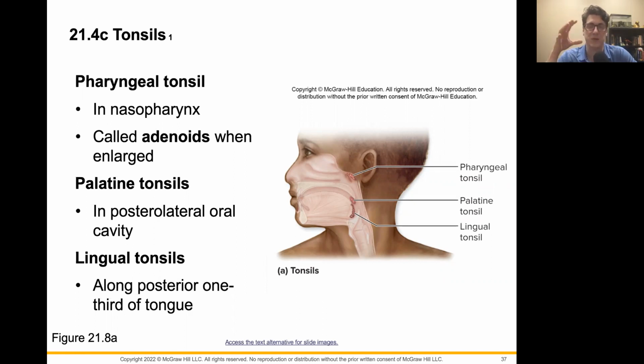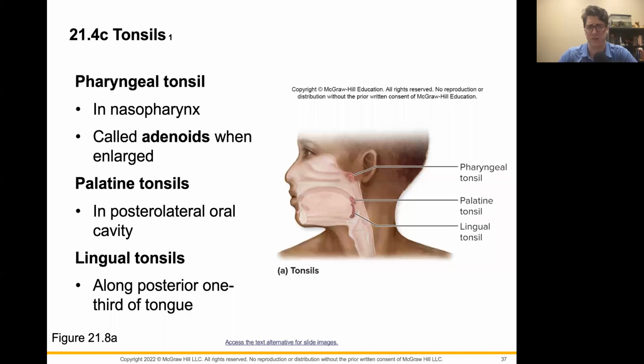Well, one of the biggest ways that we can get pathogens in our body is actually by breathing them in or getting them in through our food and drink, which means we also need lots and lots of defense up here in our face. One of the places that we have a lot of this defense is in the form of our tonsils. Now, the tonsils are three sets of structures at the back of our nasal cavity, the back of our mouth, and the back of our tongue.